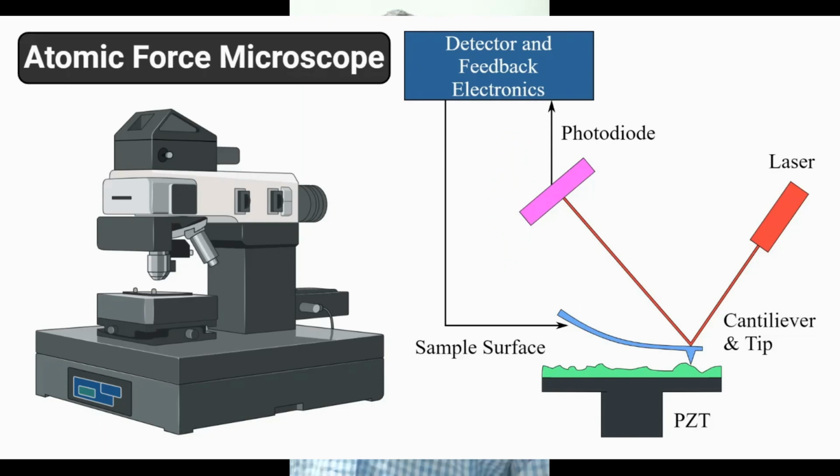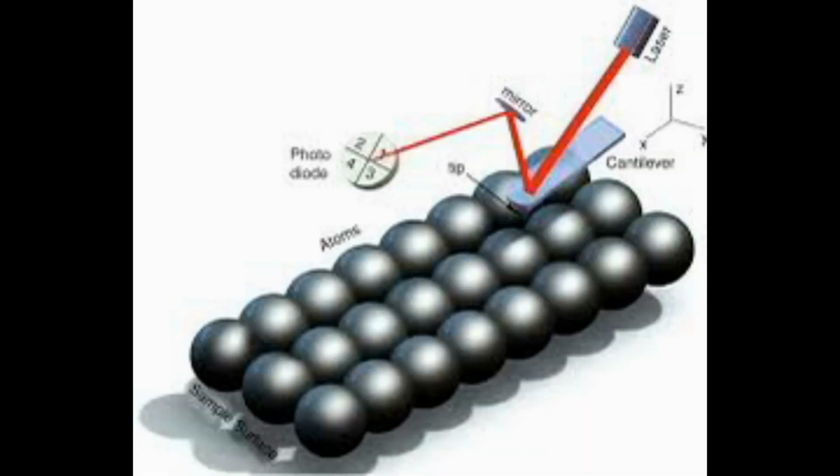AFM stands for atomic force microscope, and it works to see very small particles. All these particles are at the nanoscale. The AFM is important to science because we can see particles, biological particles, and not disintegrate them.